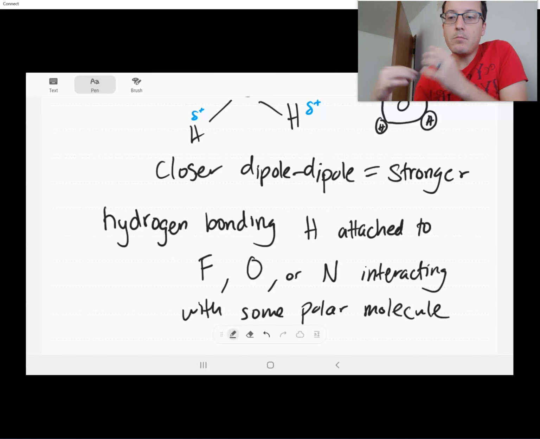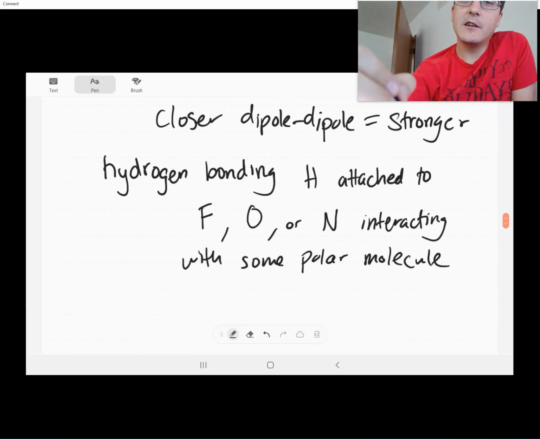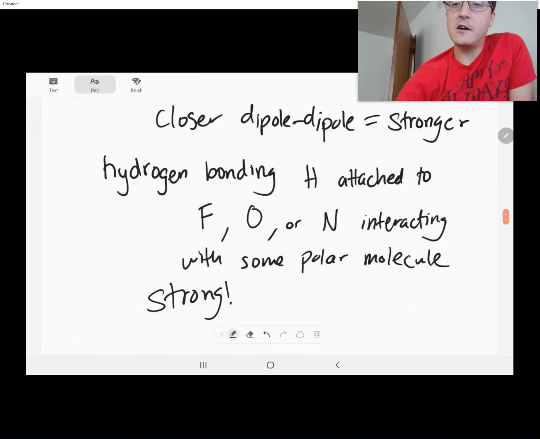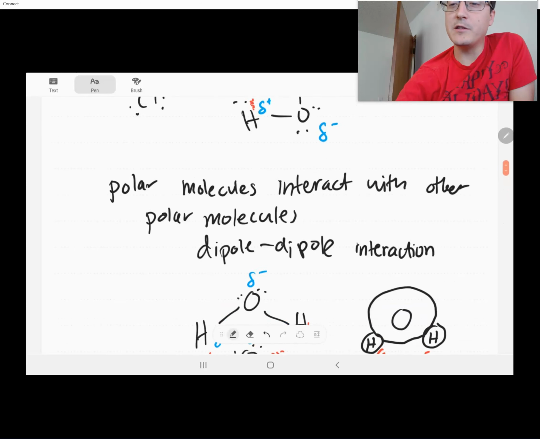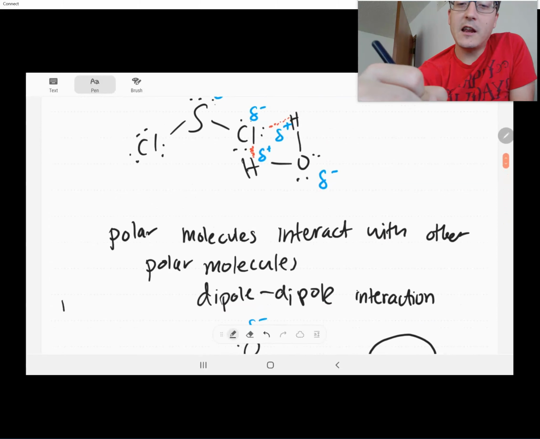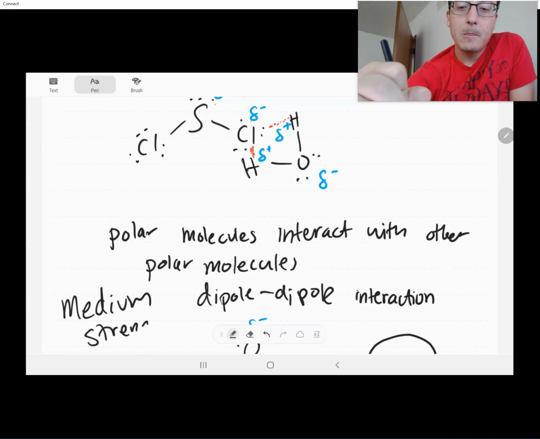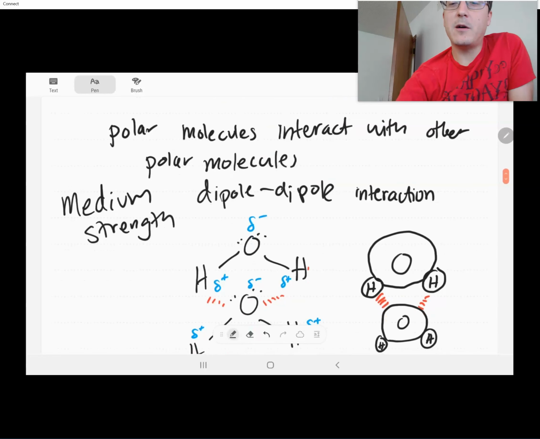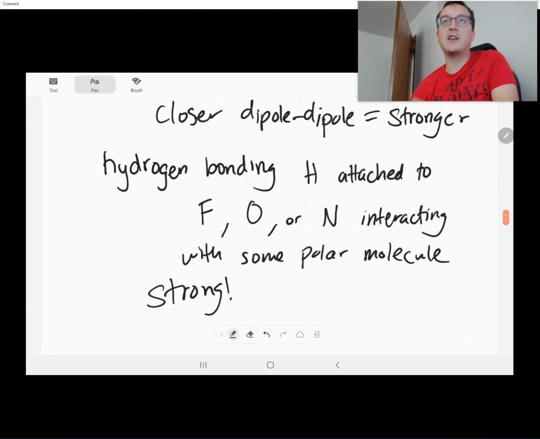Okay? So, these are going to be strong. Okay, by contrast, our regular dipole-dipole interactions, those are going to kind of be medium strength. All right, so those partial positives and partial negatives attracted to each other. Typically, those are bigger molecules, and they're going to be attracted to each other a little bit less.